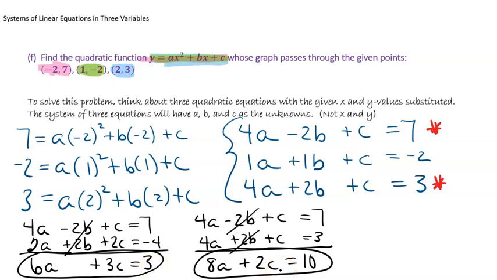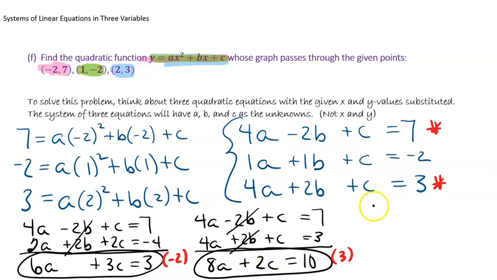Would you like to cancel out the a's or the c's? It doesn't matter to me. I'm thinking c's just because those numbers are smaller. How would we do that? Well, I have to have those coefficients opposite, right? What if I multiply the first one by negative 2 and the second one by 3? Why would I do that? 3c times negative 2 is negative 6c. 2c times 3 is 6c. That would make my c's cancel out.